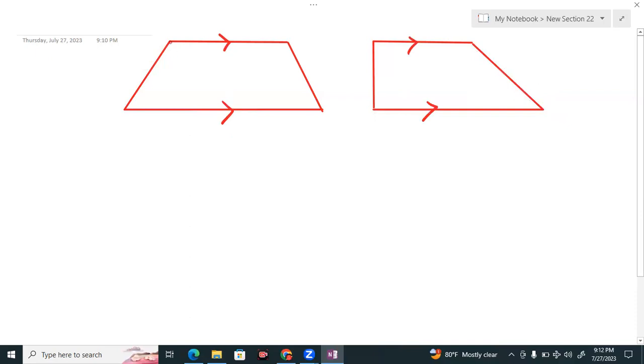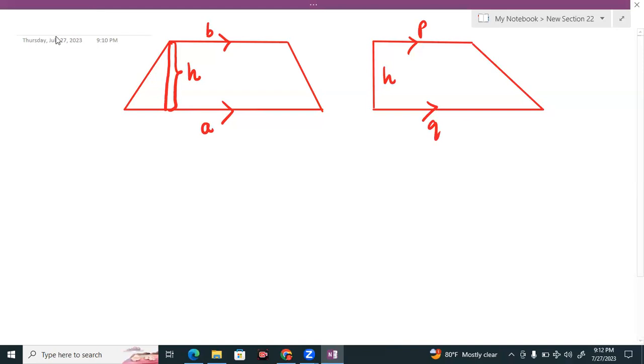This is the perpendicular height and this is the length of the two parallel lines. Here, call them P, Q and H. Or I will take this as A and B.